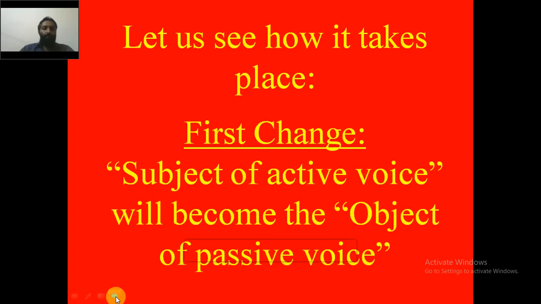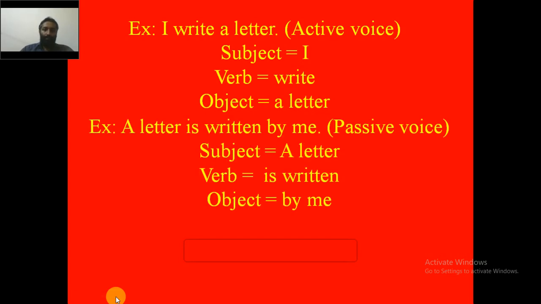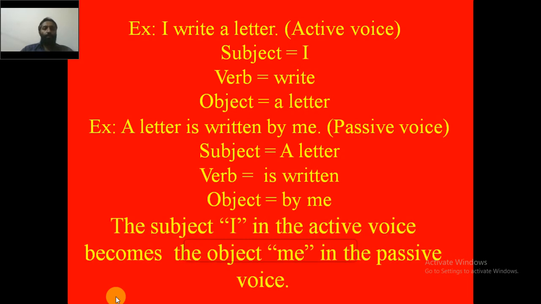The first change: subject of the active voice will become the object of the passive voice. So let's take the first example. I write a letter, that is in active voice. Subject is I, verb is write, object is a letter. A letter is written by me, that is in passive voice. Subject is a letter, verb is written, object by me. So what happens? The subject I in the active voice becomes the object me in the passive voice. I hope you have understood the first change. Now moving on to the second one.